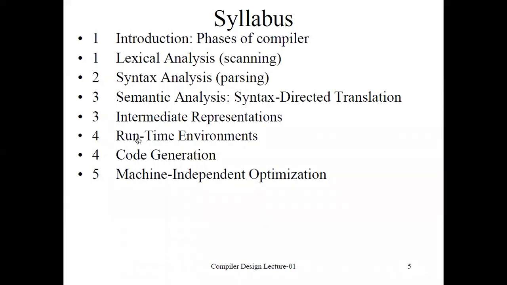Then in the fourth unit, we'll discuss the runtime environment, which is related to storage organization. Various storage allocation strategies are going to be covered. Then in the second part, we will discuss code optimization, with some of its concepts. Then the fifth unit completely covers one type of code optimization, machine independent optimization, whereas in the fourth unit, machine dependent code optimization is also covered. So this is the outline of our course structure.